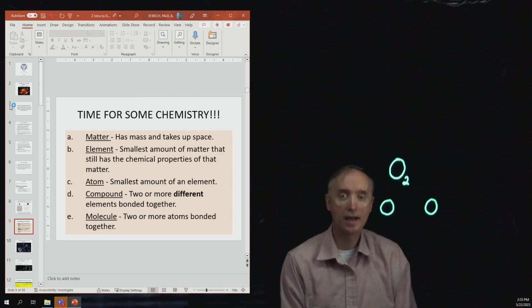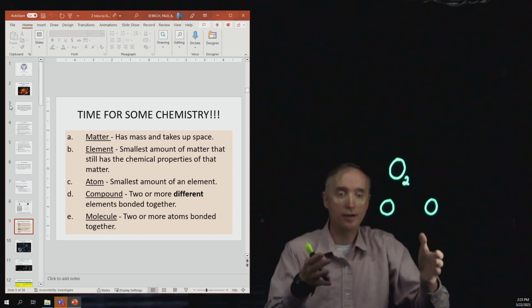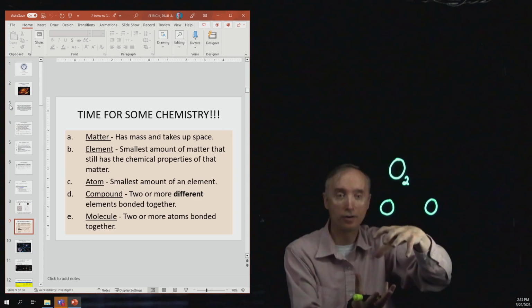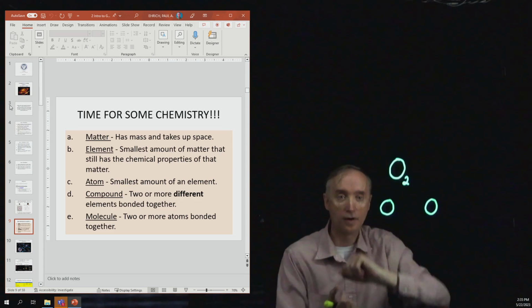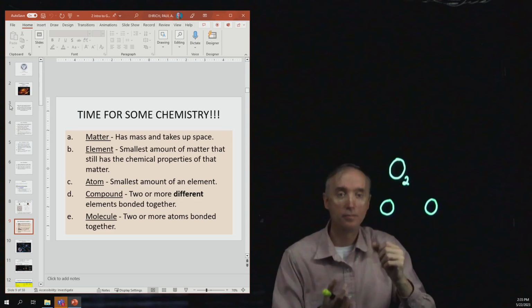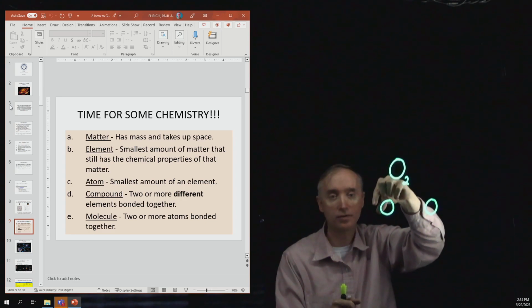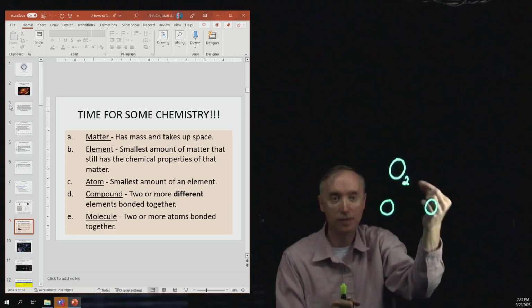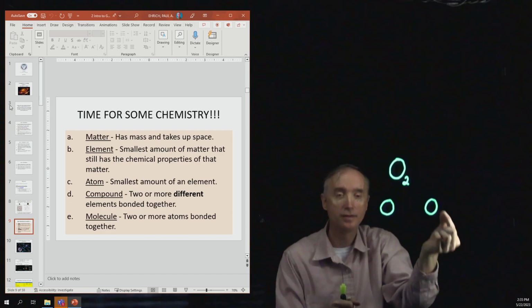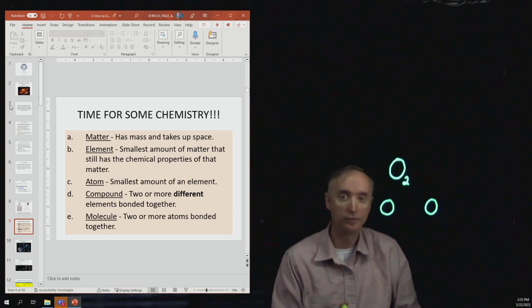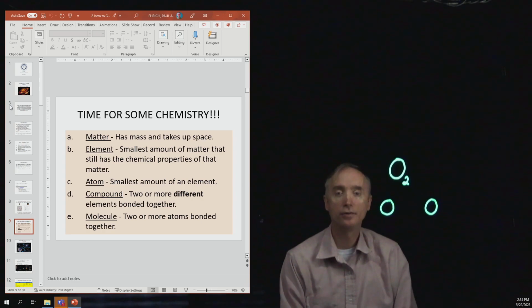Then what is an atom? It's going to be the smallest amount of an element. So for example, you could have a jar that is full of oxygen. But if you were to take the smallest piece of that oxygen out, then that would be an atom of oxygen. Okay, then a compound is going to be two or more different elements that are bonded together.